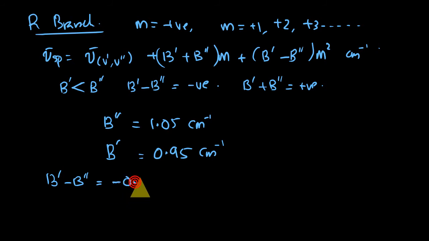Minus 0.1. It means the difference is almost 10% of the B prime value or B double prime value. Isn't it? Of 1.05, about 10% is the difference. And here I am going to calculate B prime plus B double prime, which is in our expression. B prime plus B double prime is equal to 1.05 plus 0.95, that is equal to 2 centimeter inverse. So the typical values are: B prime minus B double prime is equal to minus 0.1, and B prime plus B double prime is equal to 2 centimeter inverse.